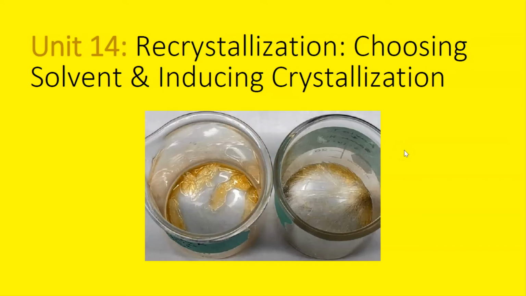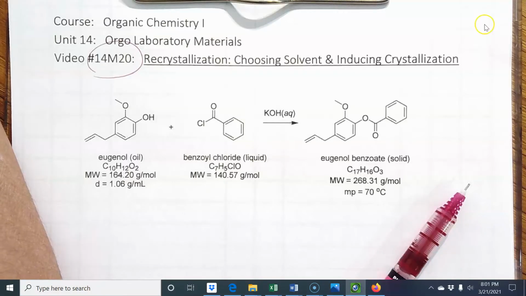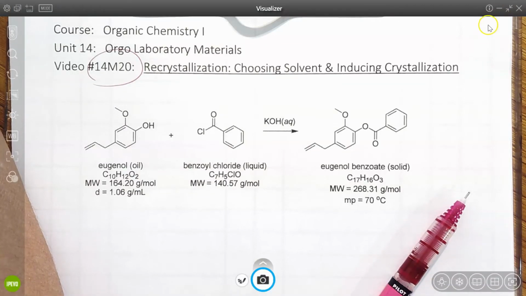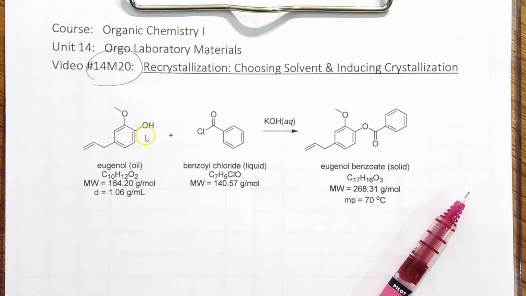Hello all, I made a video on the theory of recrystallization, a technique used to purify crude or impure product. Some of my students ran this reaction here, eugenol, which is a phenol, plus benzoyl chloride, an acyl chloride, to give eugenol benzoate. While the two starting materials are not solid, the final product should be.